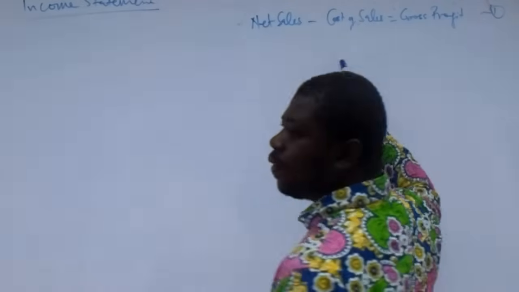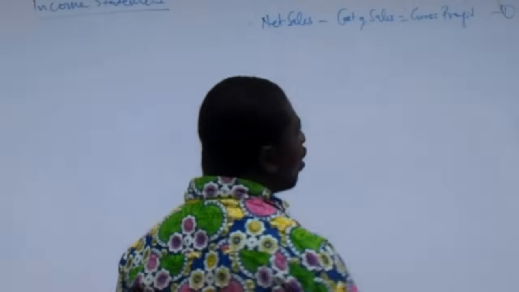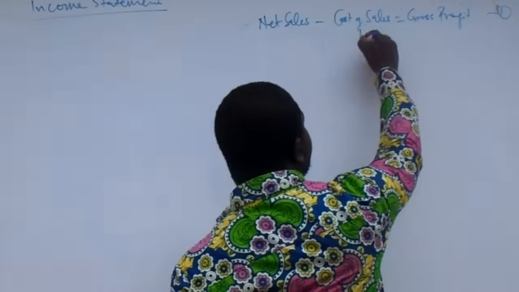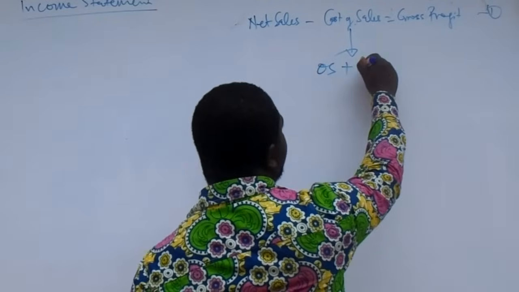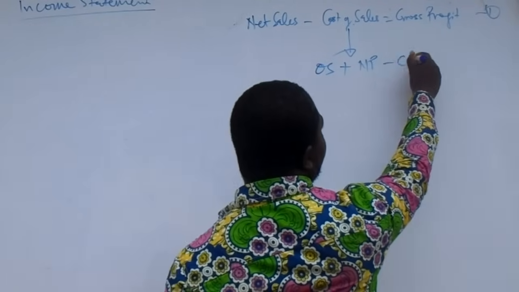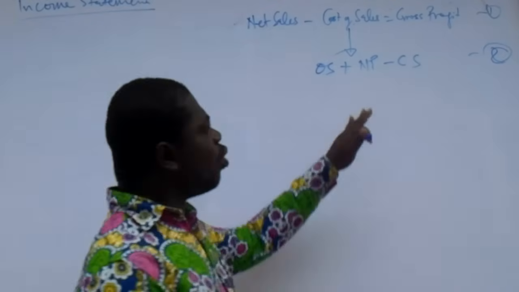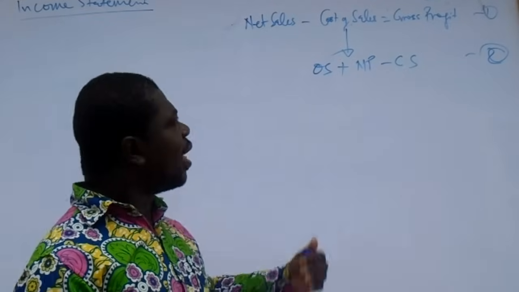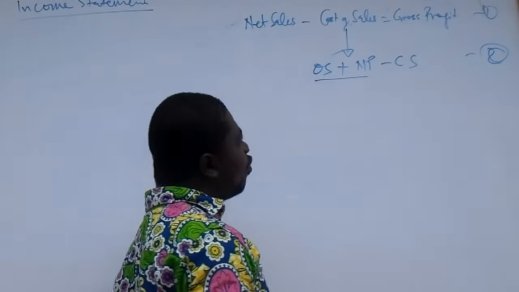Okay, so the equation for ascertaining the gross profit is net sales minus cost of sales equals the gross profit. Now, to get this cost of sales, I said that it is your opening stock plus your net purchases minus your closing stock. And so this is expression 2. That gives you the cost of sales. And I said these two are the cost of goods available for sale.